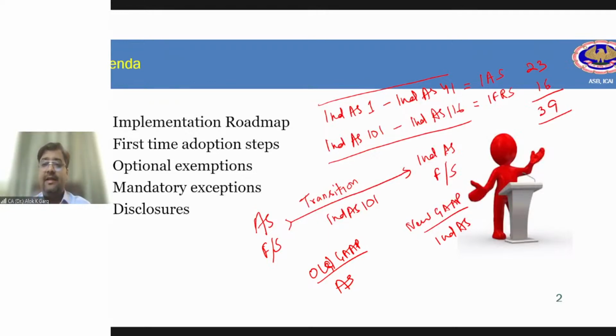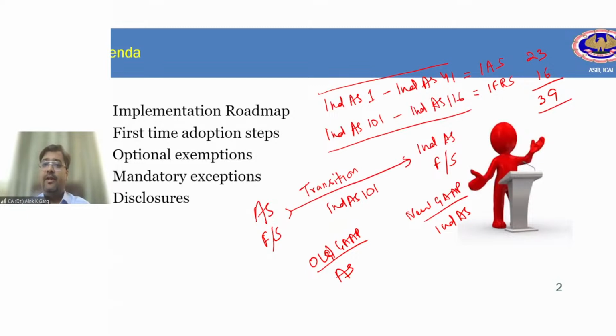Please write down. There are 39 standards, Ind AS 1 to Ind AS 41, and 101 to 116. Ind AS 101 provides a bridge between AS and Ind AS. It facilitates rules, regulations, relaxations, assumptions for moving from accounting standard financial statements to Ind AS financial statements, right? Ind AS 101 only provides the rules, regulations, assumptions, relaxations for the first time when entities are moving from AS to Ind AS. As per this standard, previous GAAP means accounting standard, new GAAP means Ind AS in the context of India, right?